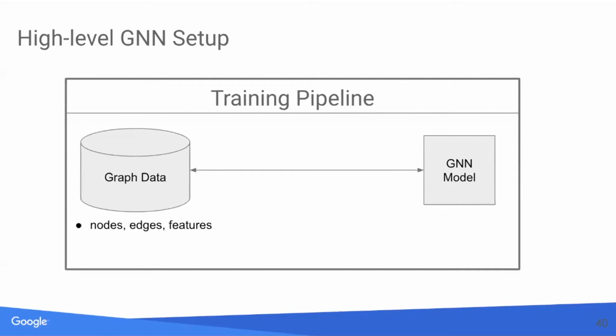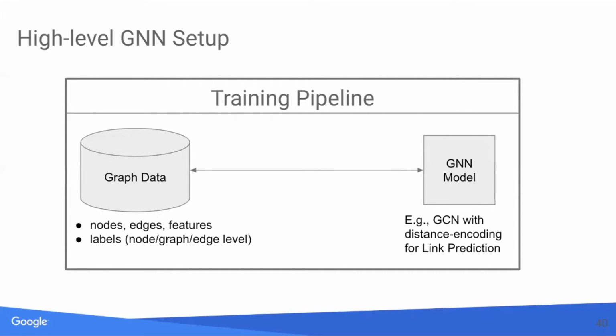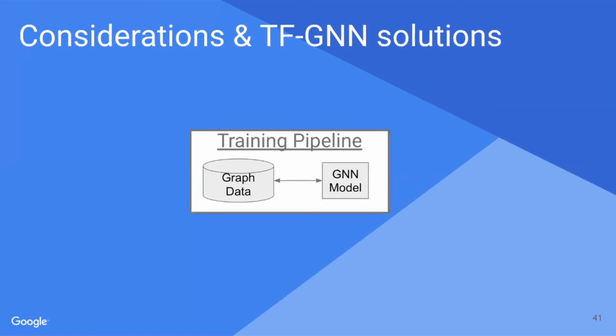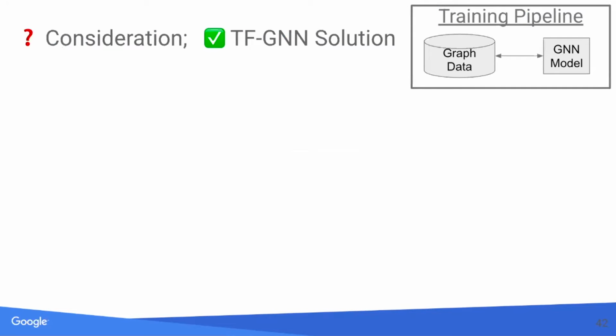So of course, your graph data has nodes, edges, and features, as we discussed. And there could be labels either at the node level, at the graph level, or at the edge level. And there are, of course, many GNN model architectures out there. So perhaps you're interested in training some GCN with distance encoding to do link prediction. So let's think about some considerations that people could be thinking about.